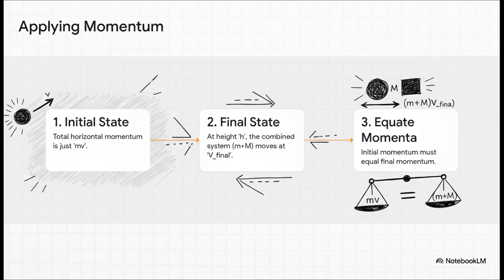Before anything happens, all the horizontal momentum is in that little disk. It's just its mass times its velocity, mv. Now, in our final state, at the peak height, the combined mass, m plus M, is moving together at some new speed. Let's call it v final. Because momentum is conserved, those two things have to be equal.